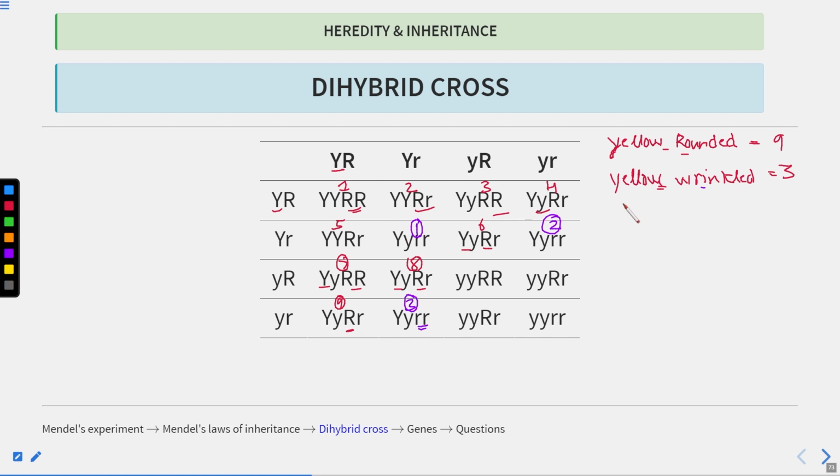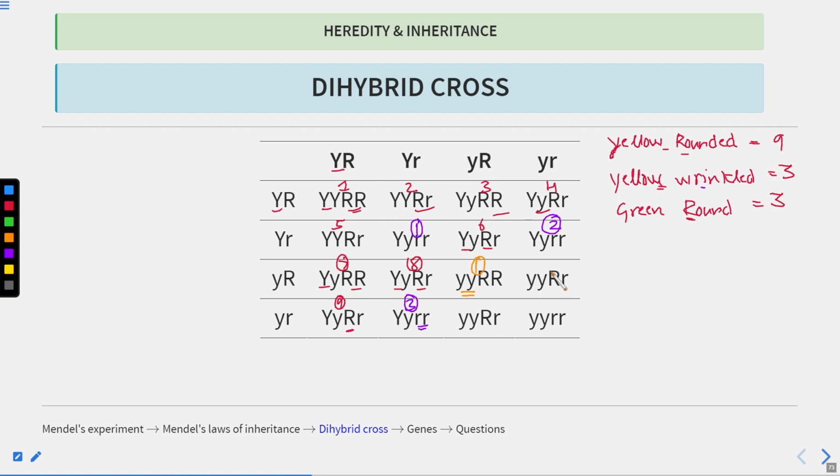Then we have green and round. This should again be 3. So for green, y should be non-capital, in small letters. Clear? And round means one of the genes should be dominant. So what is the green here? We'll find the small y now. So where is small y and small y? Here. So this is green and round.